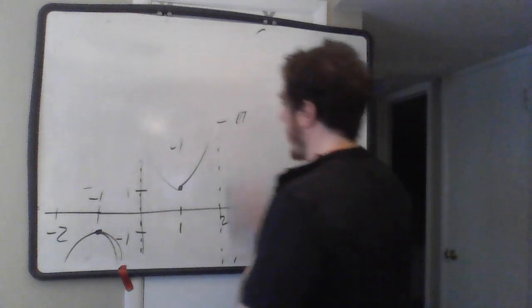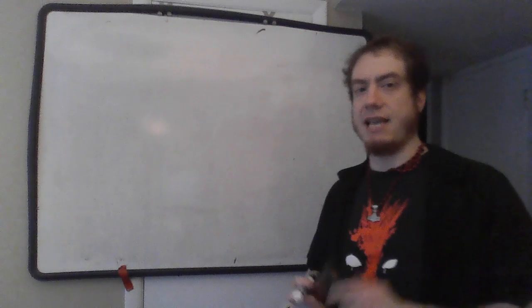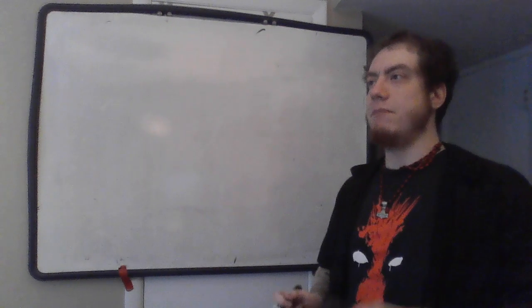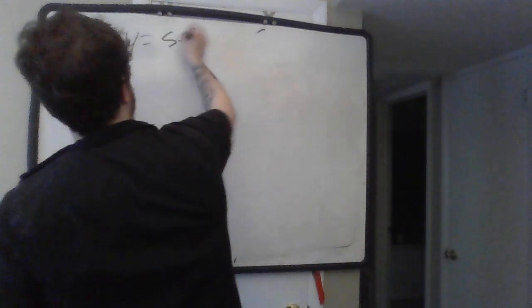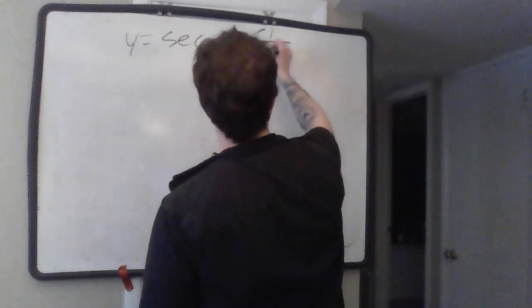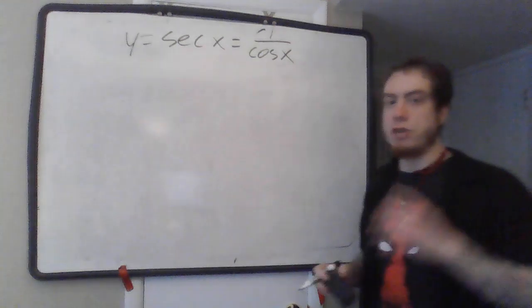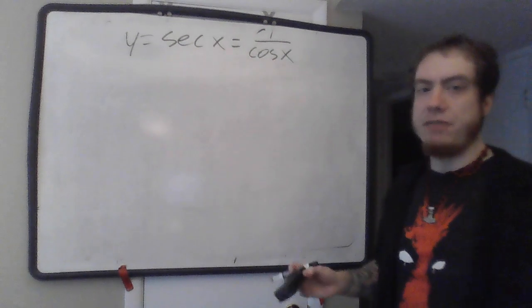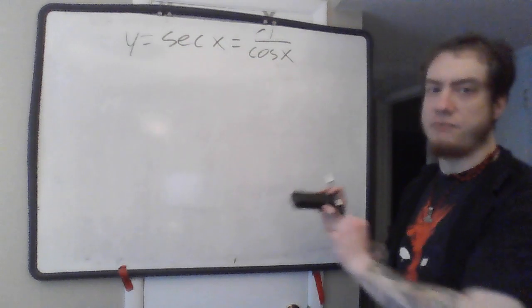Okay, so that was an example with cosecant. Let's take a look at what happens with secant. In fact, I'm going to strongly advise that you pause the video here and take a couple minutes and see if you can work out what a basic graph of y equals secant x would be. As a hint, remember that secant is 1 over cosine x. So what you want to do is graph cosine and then try to graph the reciprocal of that function.